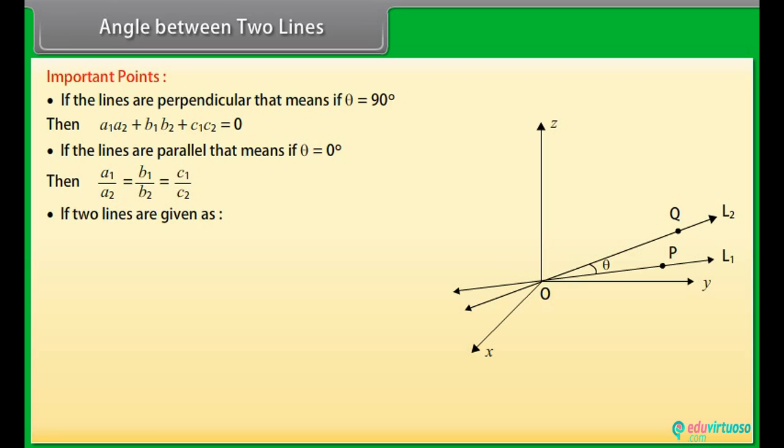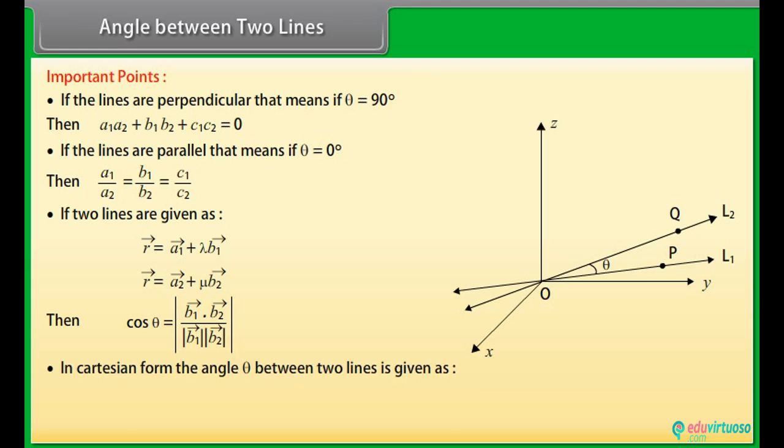If two lines are given as vector R equals vector A1 plus lambda vector B1, vector R equals vector A2 plus mu vector B2, then cos theta equals modulus of (vector B1 dot vector B2) by (modulus of vector B1 into modulus of vector B2). In Cartesian form, the angle theta between two lines is given as cos theta equals modulus of (A1 A2 plus B1 B2 plus C1 C2) divided by square root of (A1 square plus B1 square plus C1 square) into square root of (A2 square plus B2 square plus C2 square).